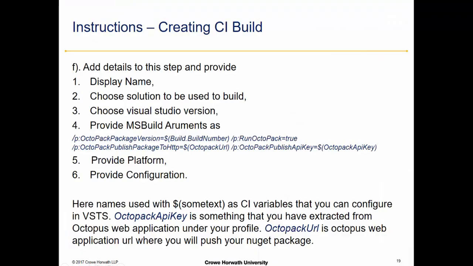So here on the slide, I can also show you the information that we need to provide. One is the display name, then choose the solution, then the Visual Studio version, and the MS build argument. The MS build argument is very important, which we have explained earlier. After that, provide the platform configuration key. The Octopack key I have already explained, you can extract from the Octopus using your credentials.